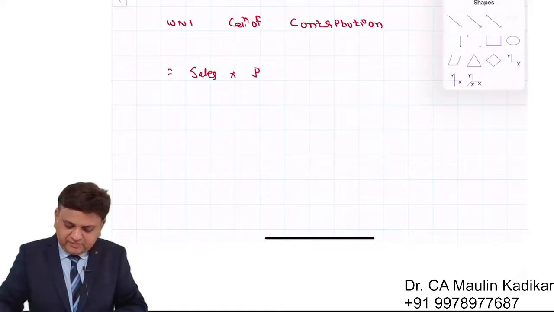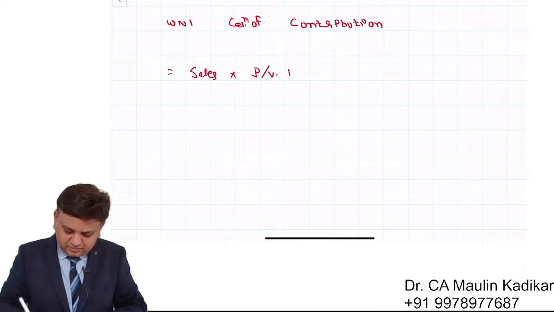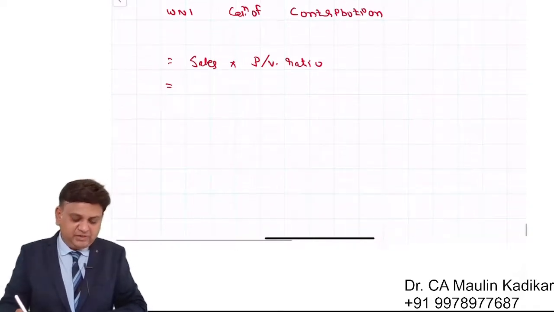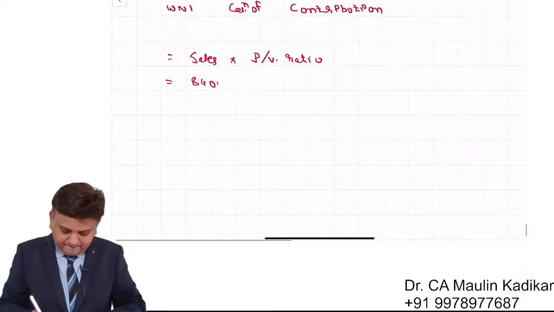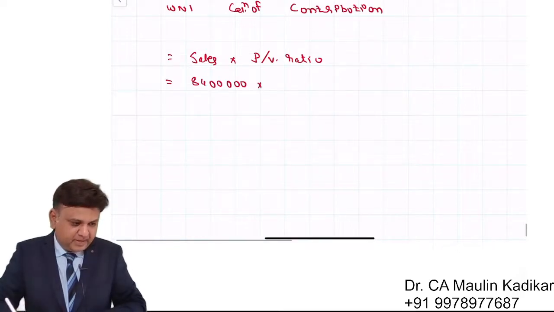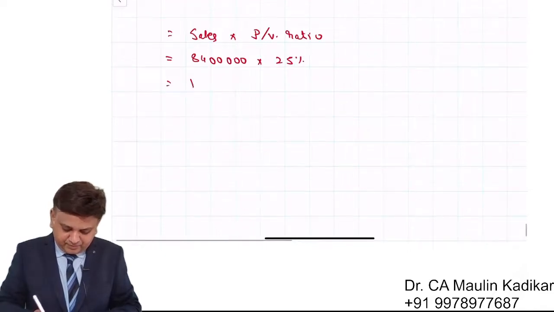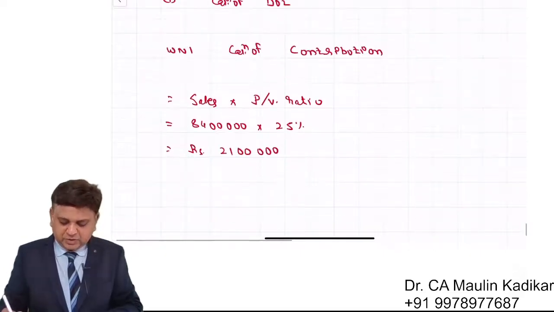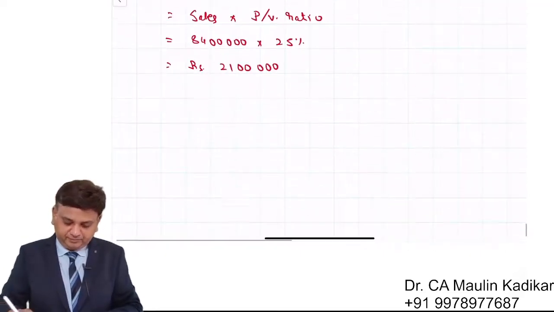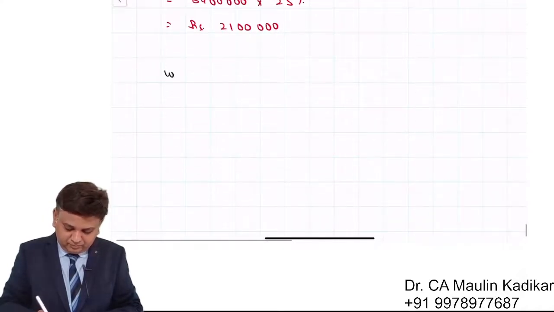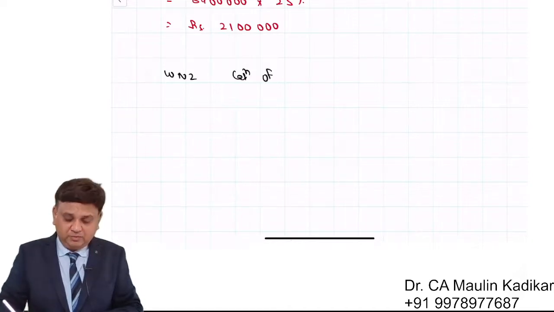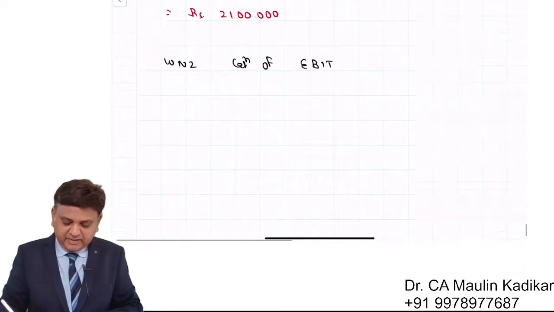It is sales into PV ratio. Sales of the company is 84 lakhs, multiplying with the profit volume ratio of 25%. So that comes to 21 lakhs. Working note number 2, calculation of EBIT.